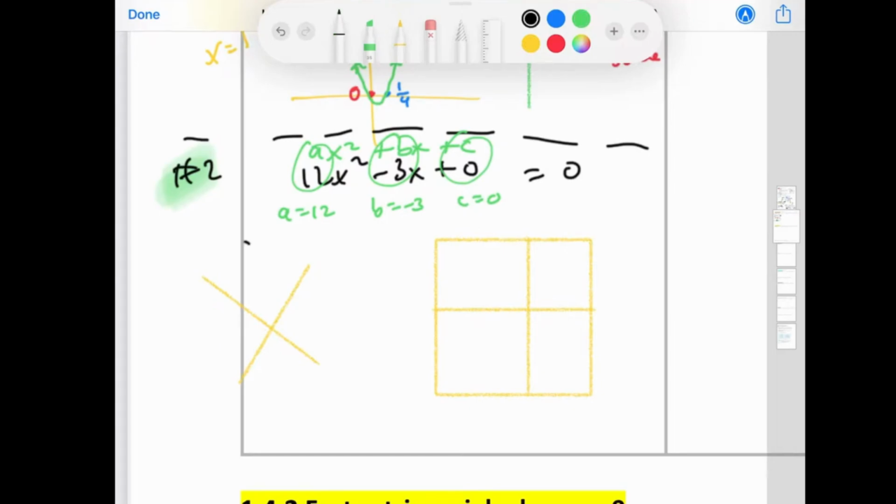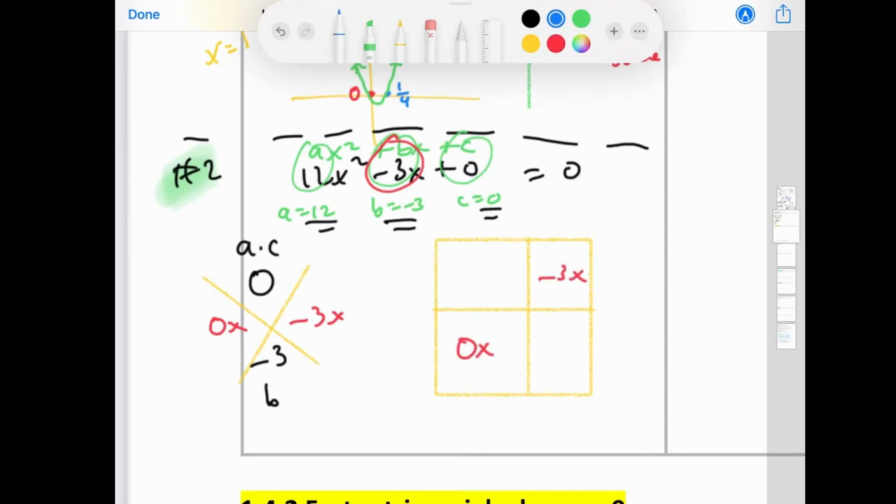Okay, so I have a times c is 0, and my b value is -3. What two numbers multiply to be 0 but added to be -3? 0 and -3. This splits my middle term, so you need to add an x. They always go on the bottom left and top right. Here is my a term, so 12x squared always goes there, and our plus 0.